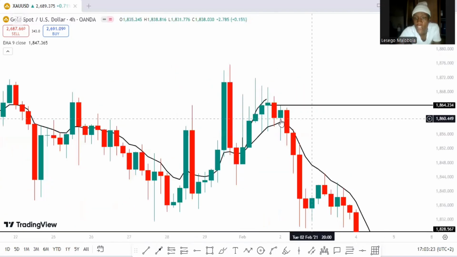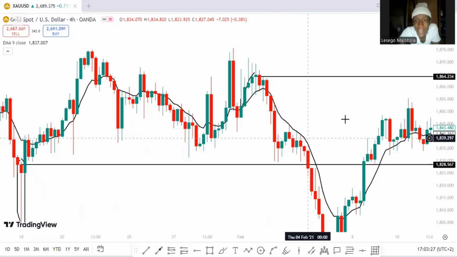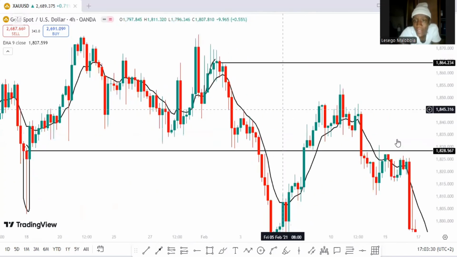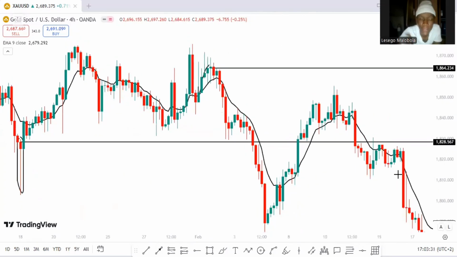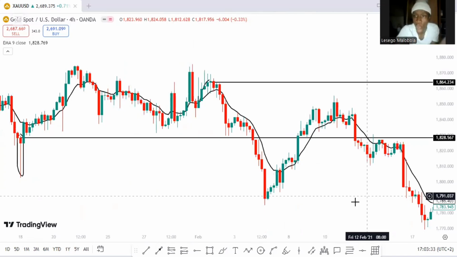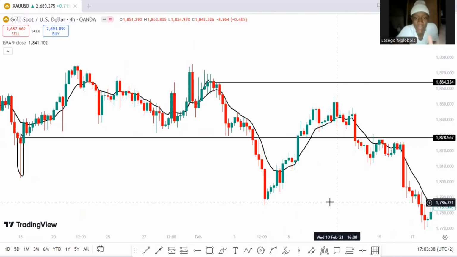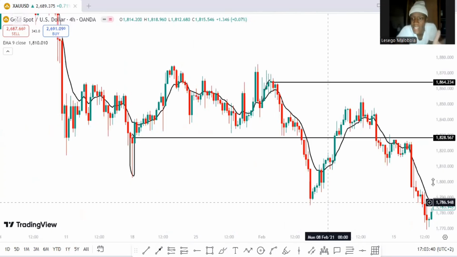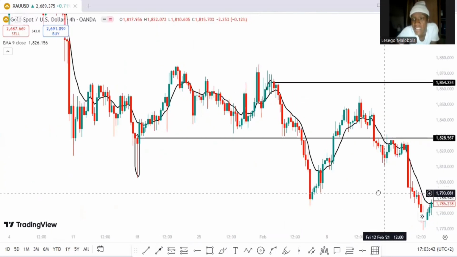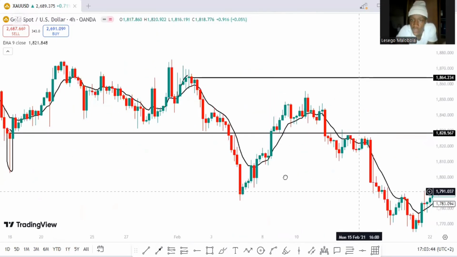So if you would have taken your entries here, guys, you see you would have smashed the market really, really hard, guys. I'm not saying that engulfing candlesticks work all the time, right? Like, there's no strategy that works 100% of the time, guys. I'm just saying that it works most of the time. You can use it as a confirmation, you understand me?